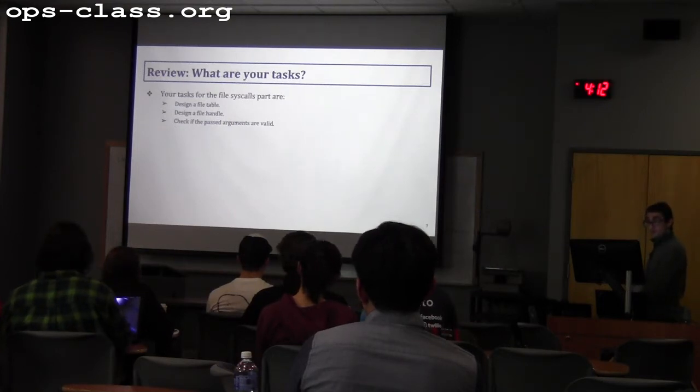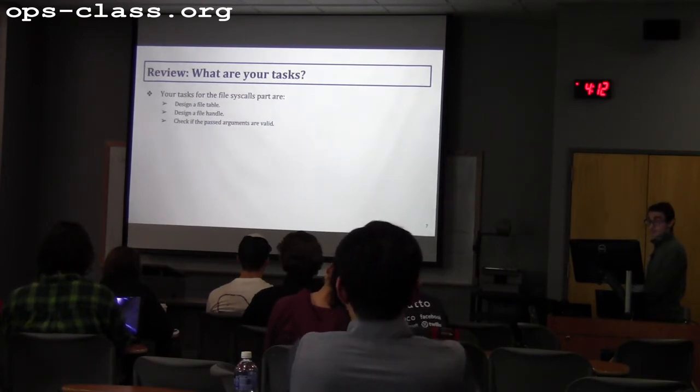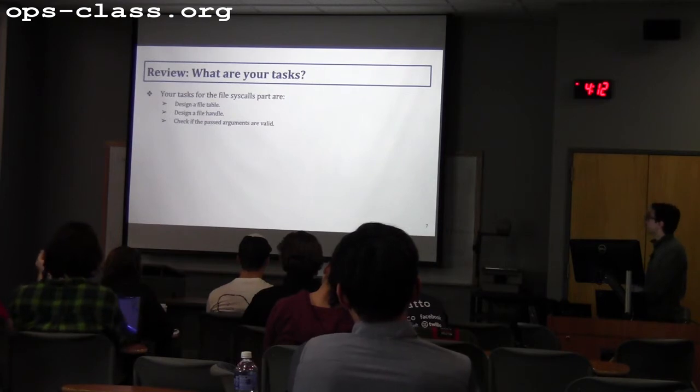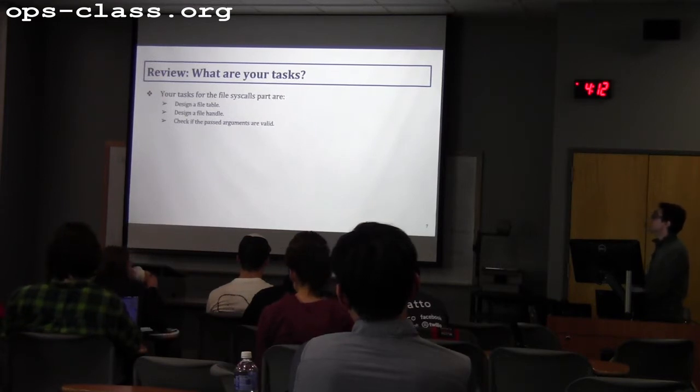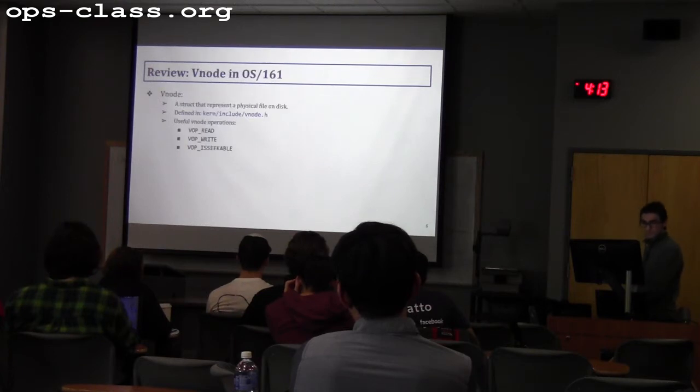So what you need to do for the file syscalls part is design a file table, design a file handle, and check if the arguments are valid or not. So this is basically what you need to do for the file syscalls. Other than that, once you're done with designing the file table, file handle, and argument passing for each syscall, you basically go and call the vnode operations or the VFS operations that are given to you.